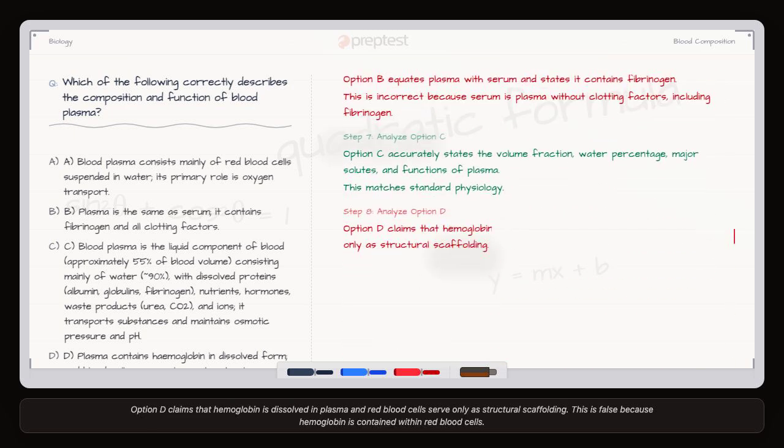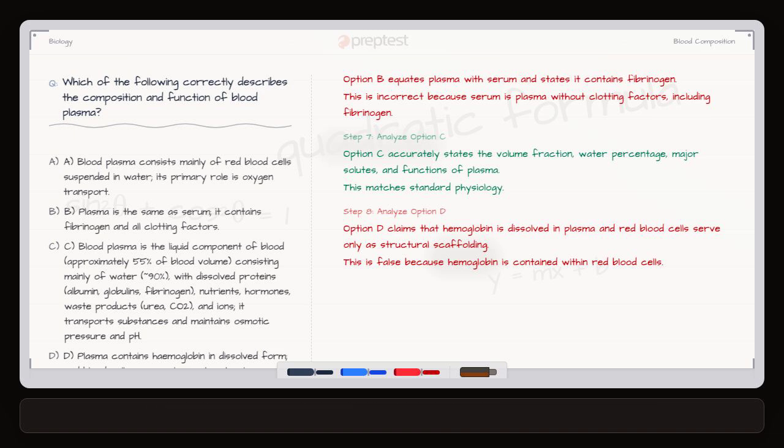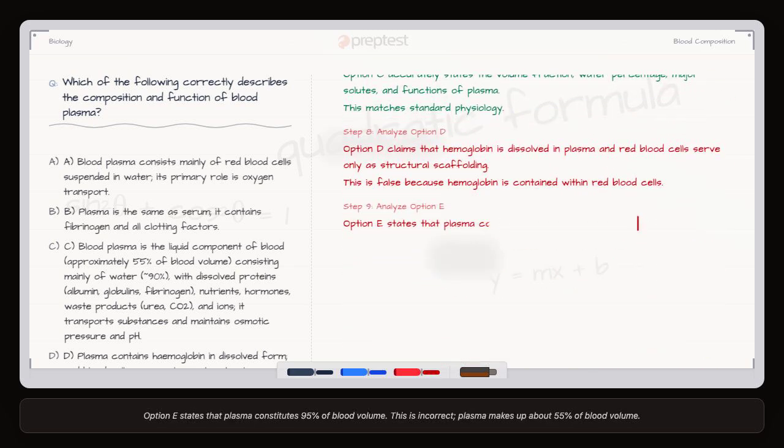Option D claims that hemoglobin is dissolved in plasma and red blood cells serve only as structural scaffolding. This is false because hemoglobin is contained within red blood cells. Option E states that plasma constitutes 95% of blood volume. This is incorrect. Plasma makes up about 55% of blood volume.